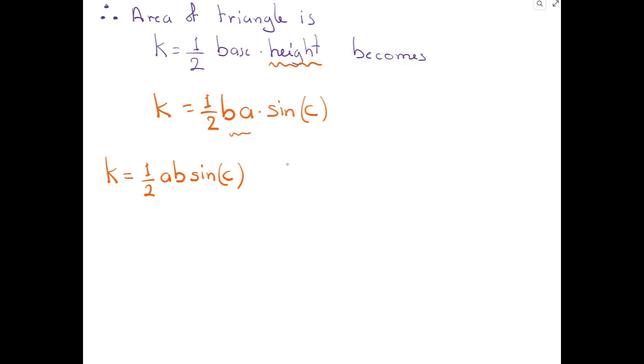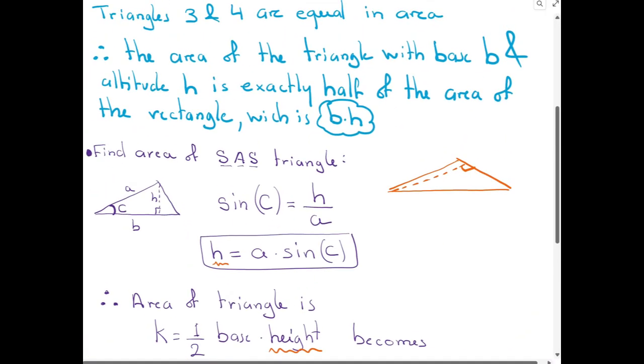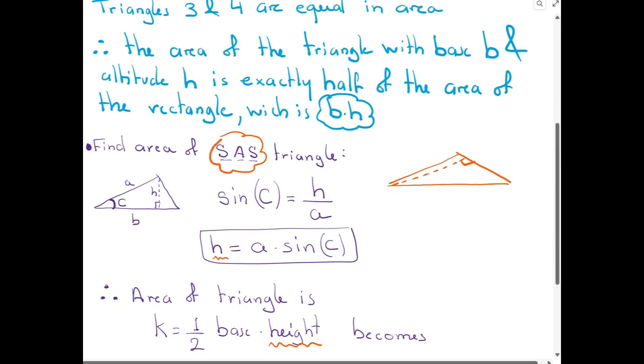right? So that would also be equal to 1/2 for that same triangle, b times c times sine of A, which would also be equal to 1/2 A times C times sine of B. All of those are going to be giving you the area of a triangle depending on what two sides and angle you have. Okay, so that's in the case of a side angle side triangle.